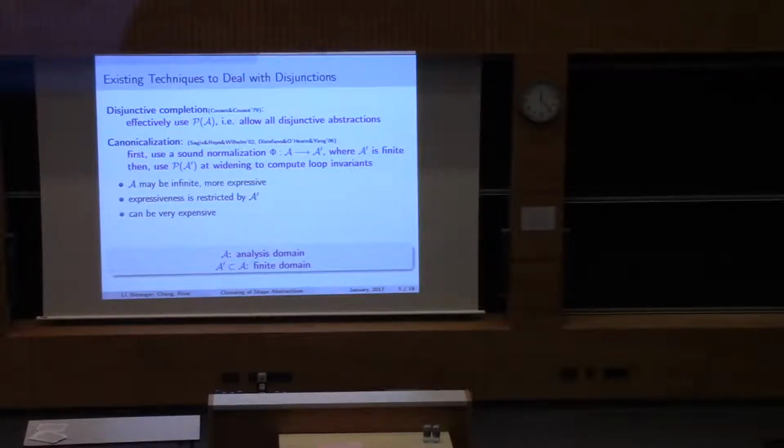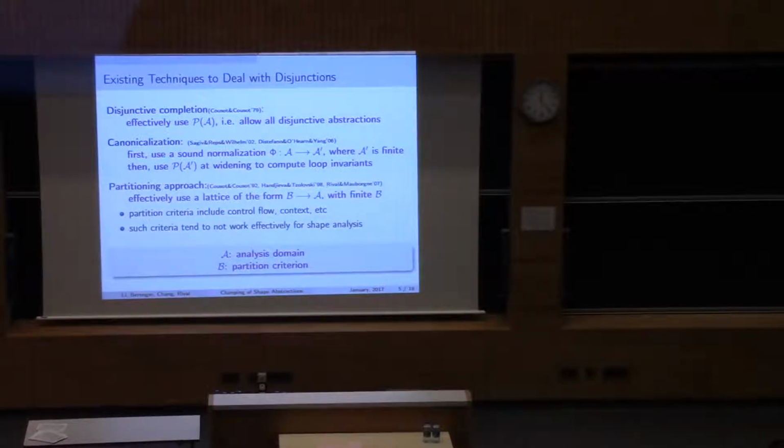Canonicalization allows the analysis domain to be infinite, which is more expressive. It first uses a sound normalization, which maps the infinite analysis domain to a finite subset of it, and then uses the power set of this finite subset at a widening point to compute loop invariants. Therefore, the expressiveness is restricted by the finite subset. Also, it can be very expensive when the finite subset is very big.